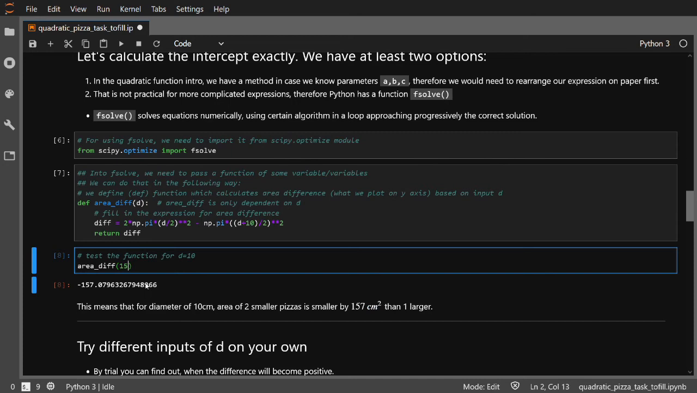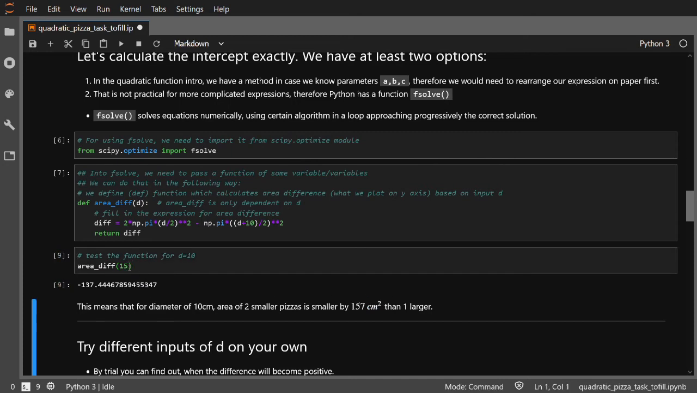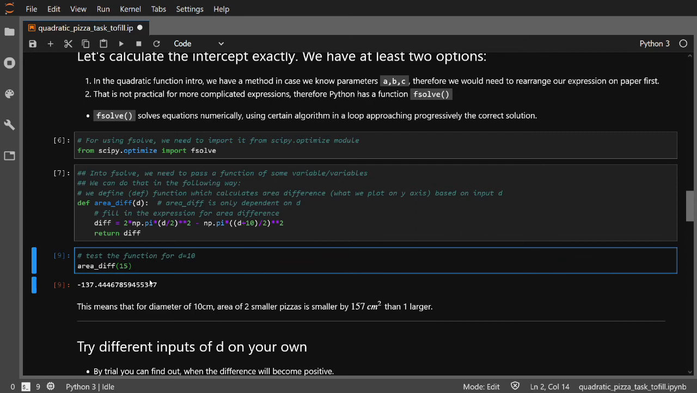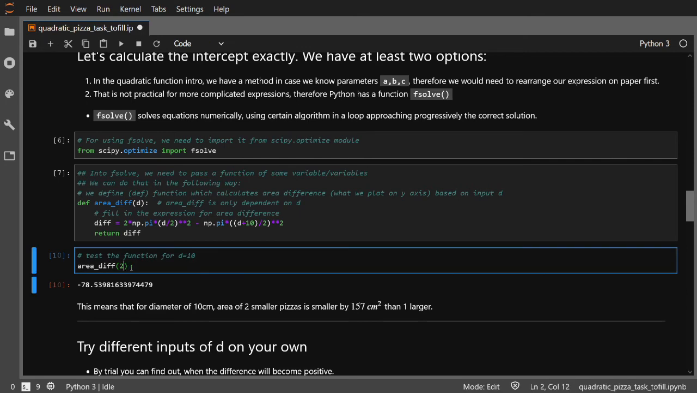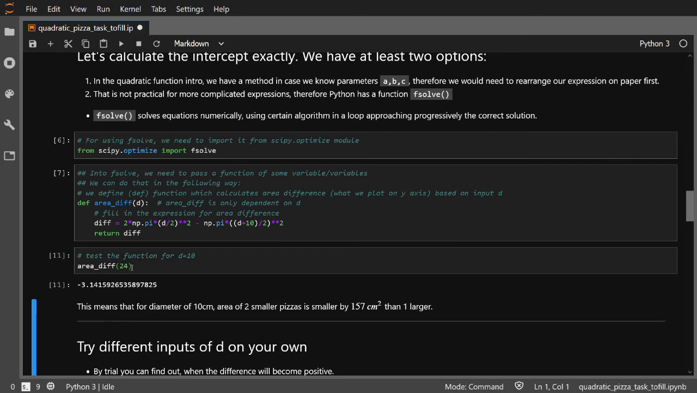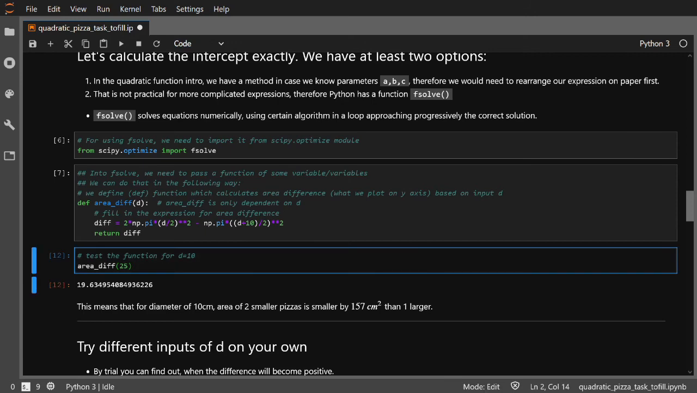We can try to increase our diameter, so we are slowly approaching 0. Let's put 20. Now we are at minus 70. 24 is very close to 0, and 25 is going to be already positive. So our solution is somewhere between 24 and 25. Now is the time to try the fsolve method.